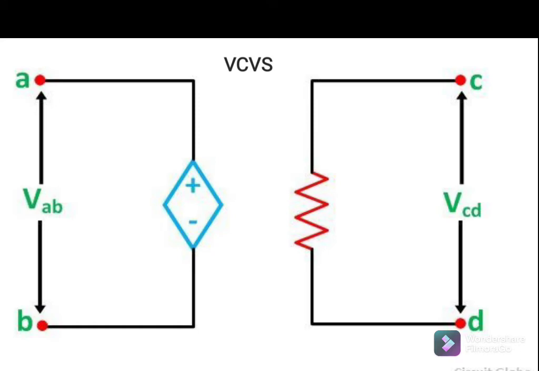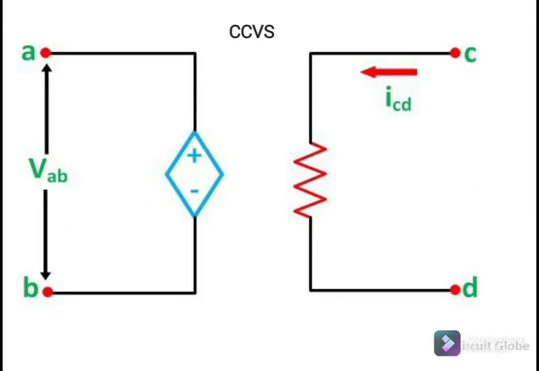This is the representation of voltage controlled voltage source. Dependent or controlled sources are four-terminal devices. So the voltage across AB, that is, the voltage across the source, is dependent on the voltage across the terminal CD. In other words, VAB is proportional to VCD. Next comes our current controlled voltage source. Here the source voltage depends on the current through the terminal CD. Again here VAB is directly proportional to ICD.